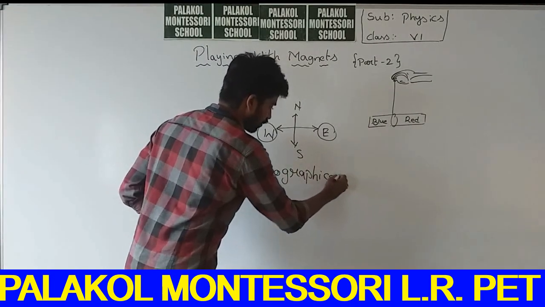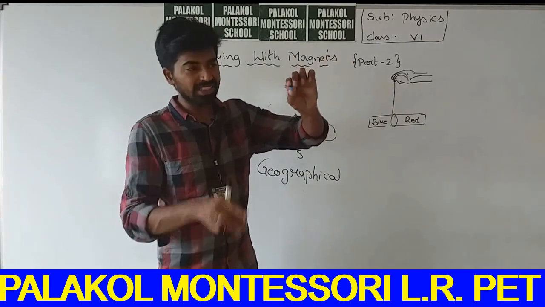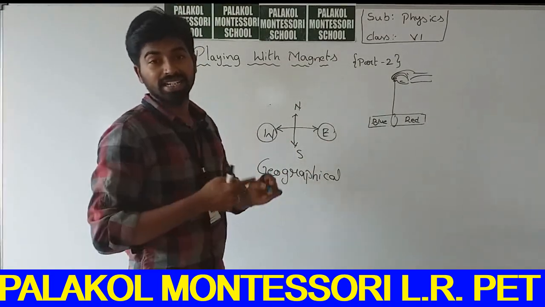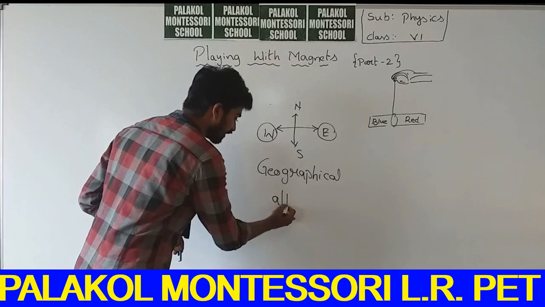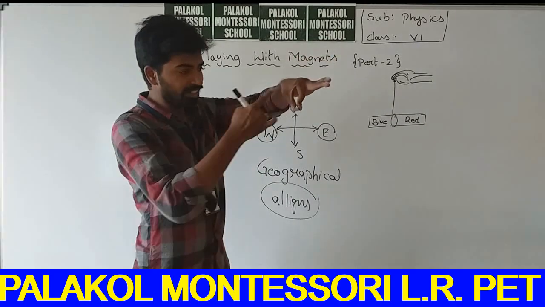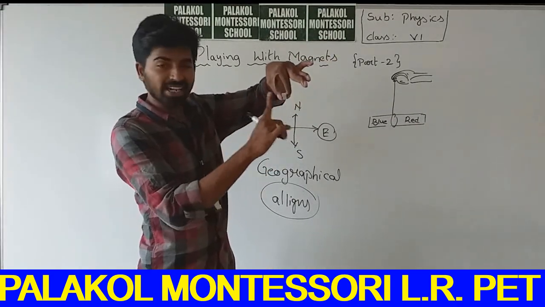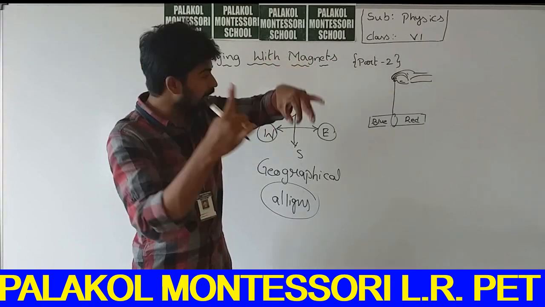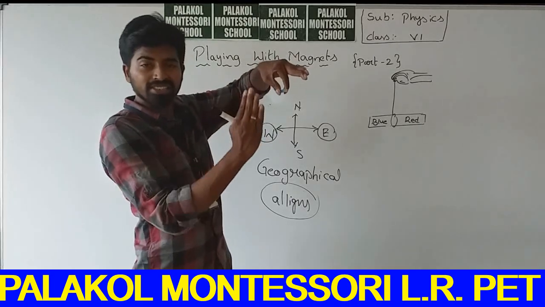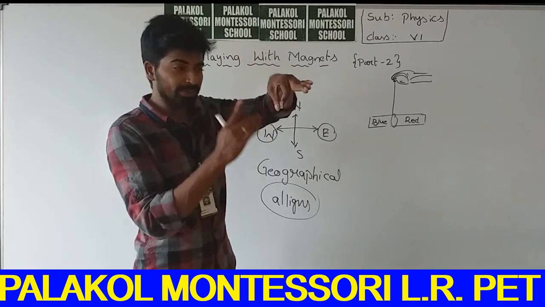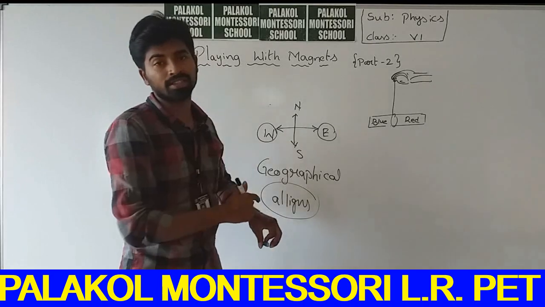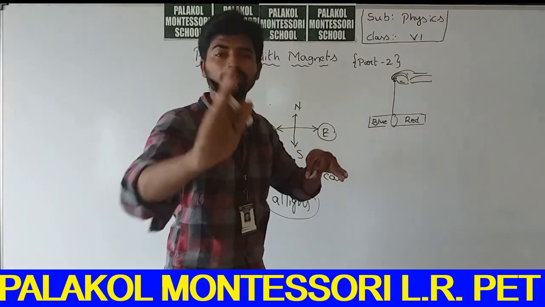If you suspend a bar magnet like this with the help of a thread, this red part always aligns in this direction. Aligns means arranging. The red end is always pointing in the north direction. If you rotate it, again it will align in this direction. So this particular bar magnet's red part is always pointing towards north, and the blue part of the magnet is always pointing towards south.